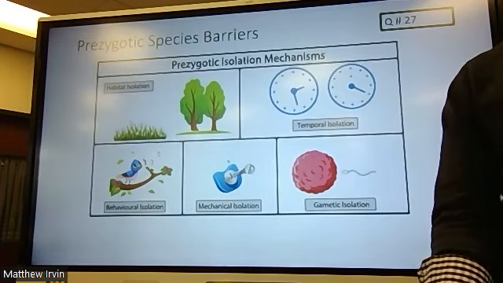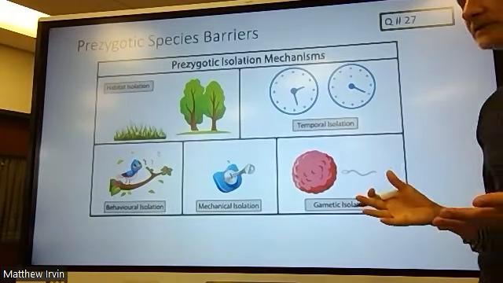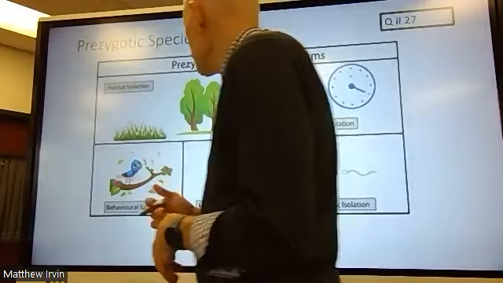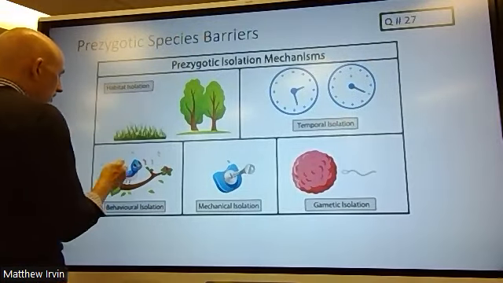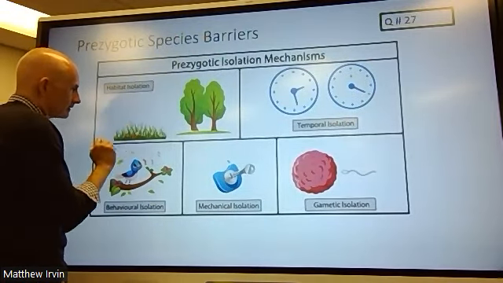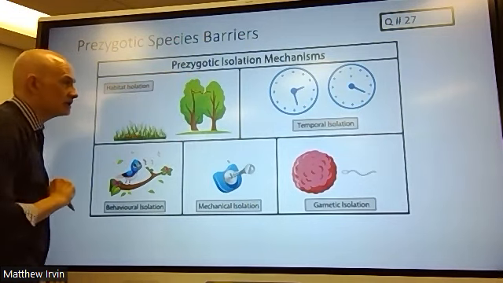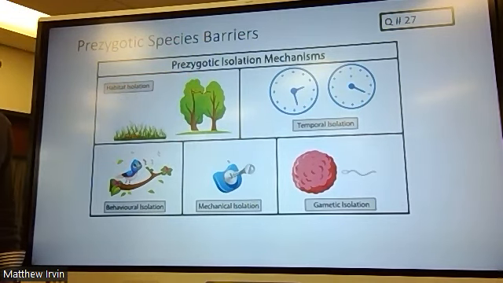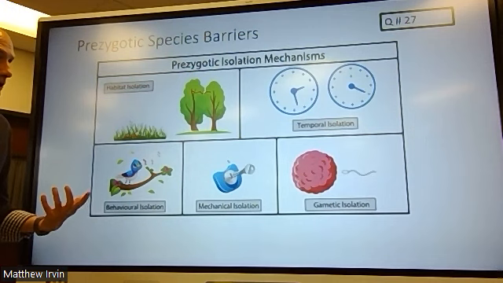All right, some species barriers, things that keep things from becoming the same species. So habitat isolation. If we've got some snakes that live in the grass and snakes that live in the trees, they may not breed because they don't run into each other.